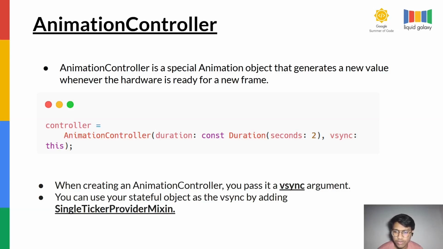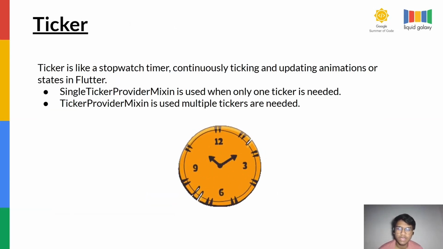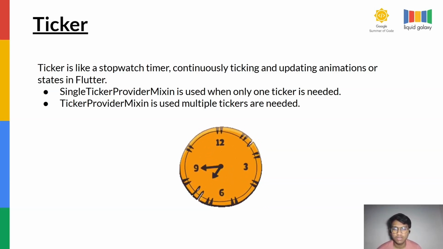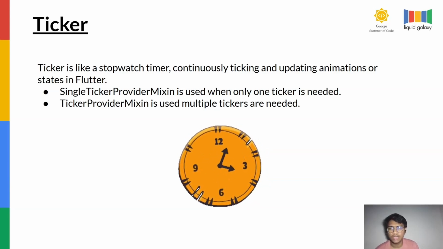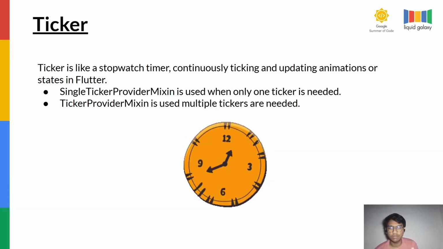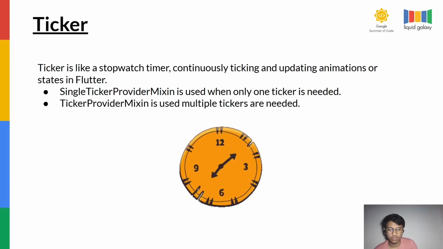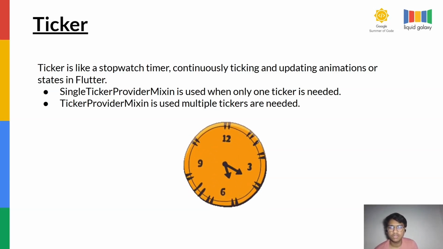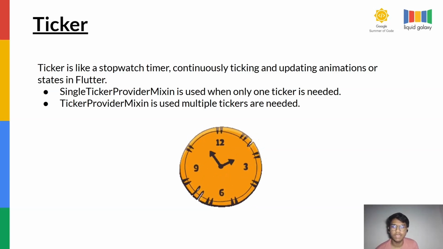When creating an animation controller, we have to pass a vsync argument. Basically, we can pass vsync using the SingleTickerProviderStateMixin. Now, what is this ticker provider? A ticker is like a stopwatch timer. It is continuously ticking and updating animations or states in Flutter. For example, if we are moving from 0 to 10 seconds, a stopwatch-type thing counts the seconds, 0, 1, 2, and each second we update our animations. This stopwatch kind of function is done by the ticker.